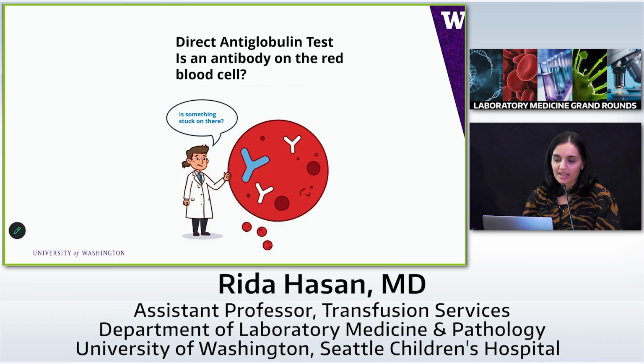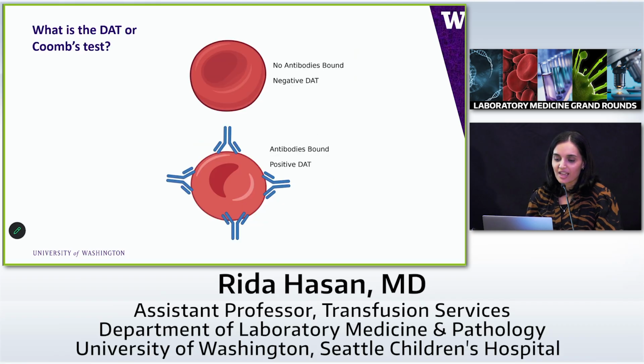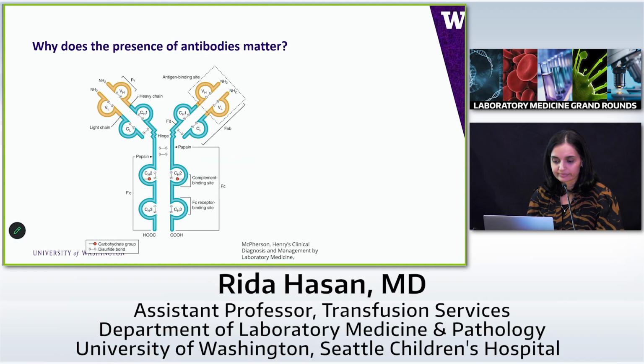All right. So the direct antiglobulin test, the question we really want to ask ourselves is, is there an antibody on the red blood cells? So we're going to put on our laboratory coats and we're going to see what do we need to do to determine this. And the thought being that if there's no antibodies bound to my red cells, I'm going to have a negative DAT. If there are antibodies bound to my red cells, I'm going to have a positive DAT.